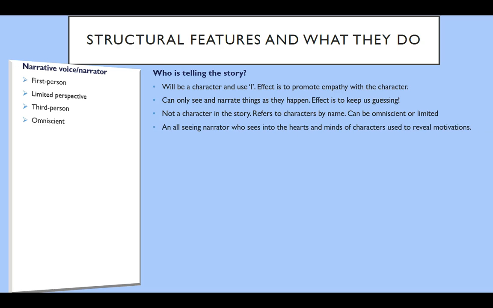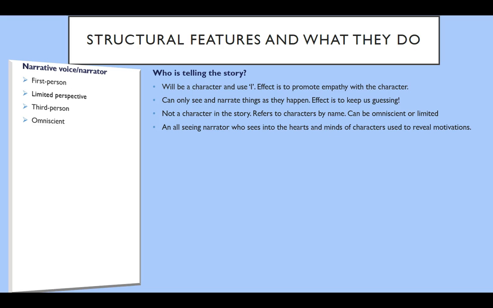They're all seeing, they can see into the hearts and the minds of the characters, and writers use those to reveal the motivations of characters to readers. So we get a real insight, we get to understand why characters behave as they do, and we see things about them that the characters themselves are not necessarily aware of.